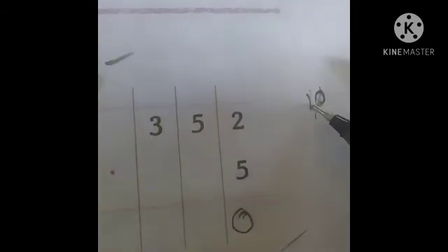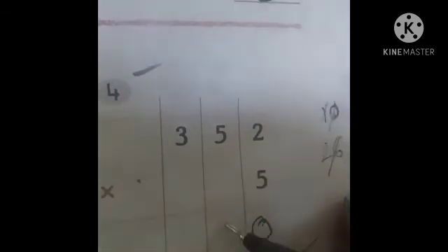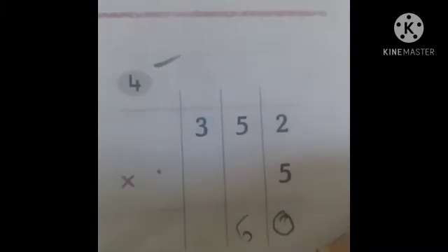Next, 352 into 5. Here 5 table. 5 twos are 10. 0 write down. 5 fives are 25. 25 plus 1, 26. 6 write down because 6 is in the ones place. 5 threes are 15. 15 plus 2, 17. So 17 write here directly because only 3 digits are given. 352 into 5 is equal to 1760. Product is 1760.